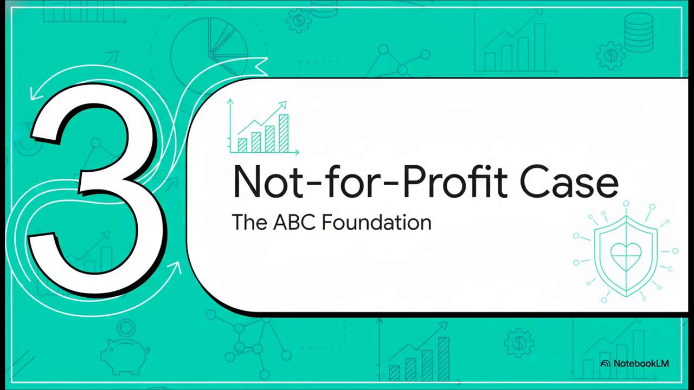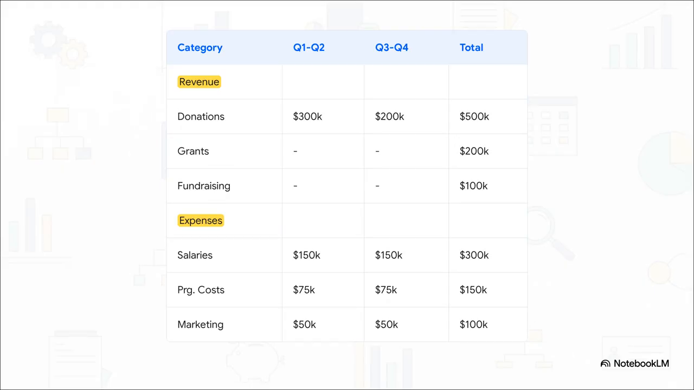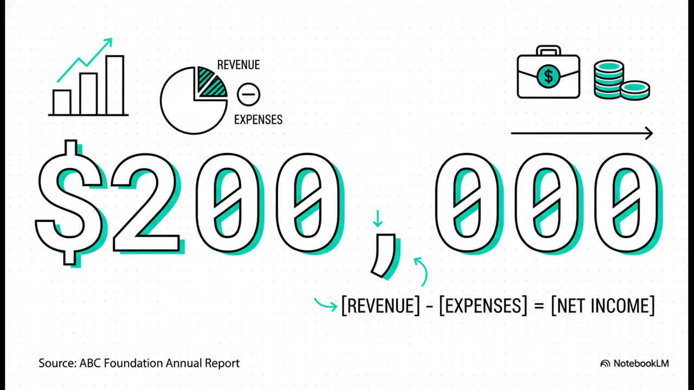Now, let's observe these principles in a practical context. Our first case study examines the operational budget of a not-for-profit organization, the ABC Foundation. Here we see the annual financial summary for the ABC Foundation. Total revenue derived from donations, grants, and fundraising is $800,000. Total expenses, including salaries, rent, and program costs, amount to $600,000. This results in a net income for the ABC Foundation of $200,000. This represents the surplus available for reinvestment into its core programs and mission.